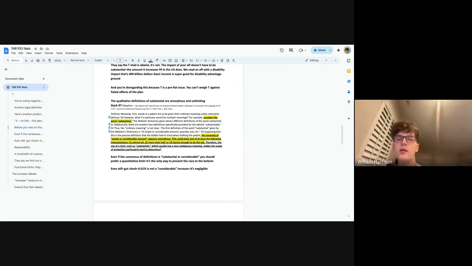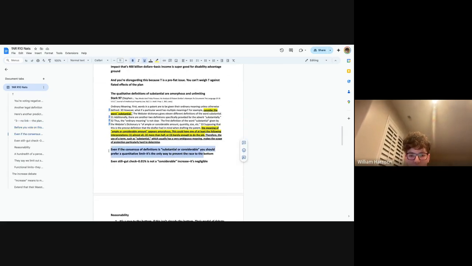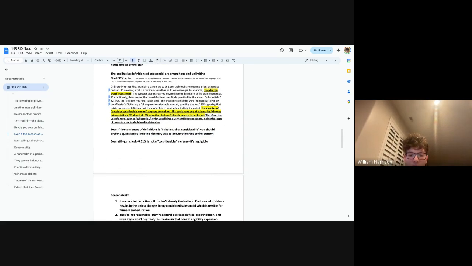They say substantial means considerable, and we say that qualitative definitions are amorphous and have multiple different interpretations, which means you should prefer our quantitative interpretation. It's the only way to prevent race to the bottom. So I actually kind of flipped around the reasonability rhetoric here, which is that if we allow substantial or considerable, then we get this cascading slippery slope of what we think is considerable. Even still, this is an answer to the reasonability argument. Reasonability says gut check the AF. If you buy it, vote AF. Gut check 0.01% is not considerable. It doesn't even meet its own interp.